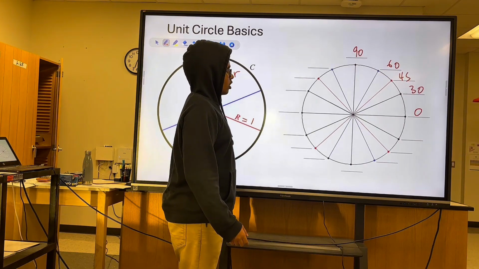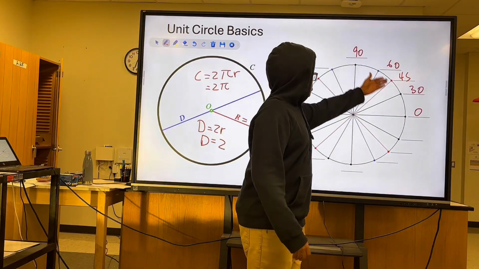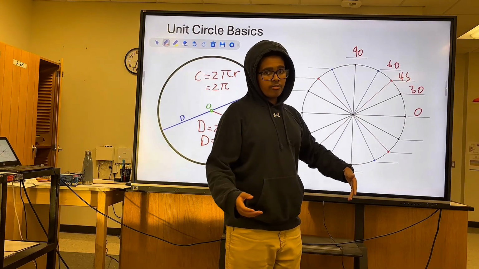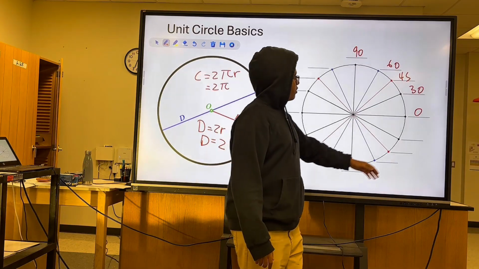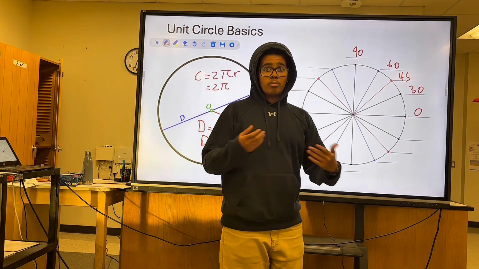Reference angles, so basically these are reference angles. We base what these angles are on the values of the special angles. That's what makes them so special.